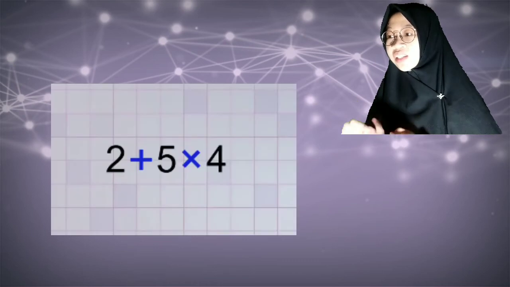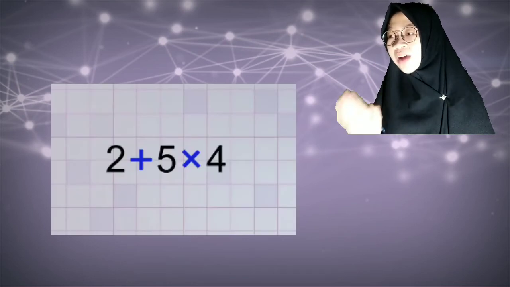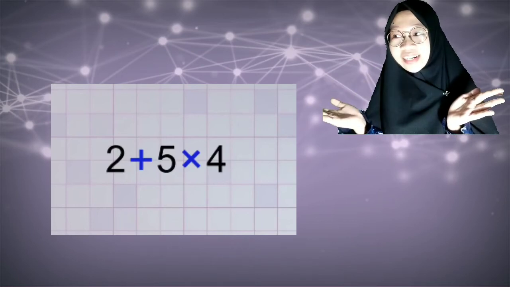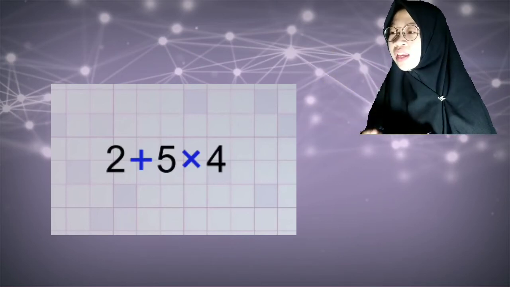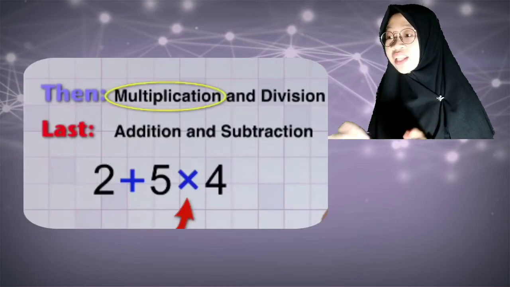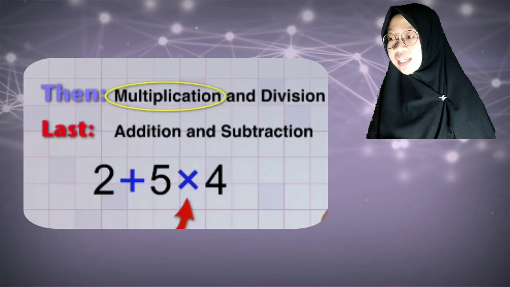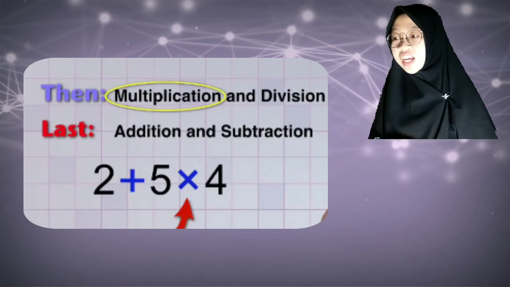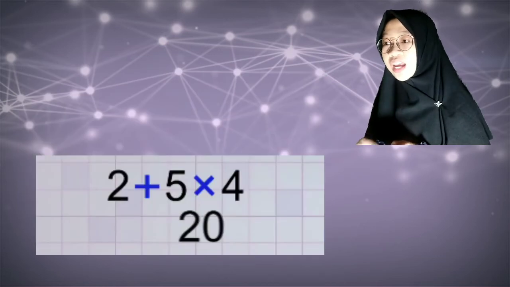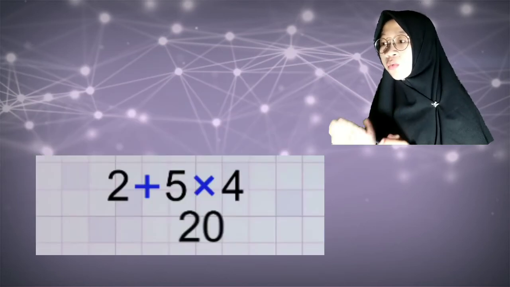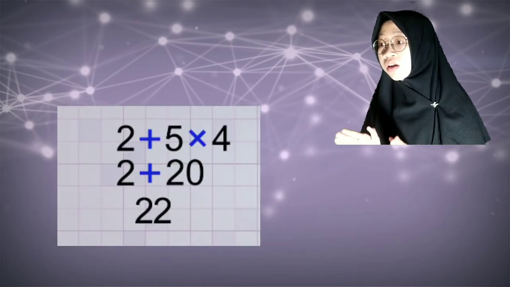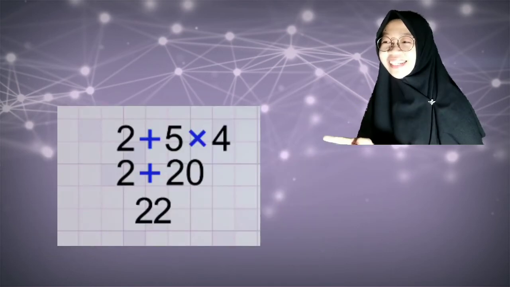First, let's try this one. 2 plus 5 times 4. Aha! Does this look familiar? Yup, it is the one we gave to my two friends earlier. And now that we have our rules, we see that we have to do the multiplication before the addition. 5 times 4 equals 20. And then we add the 2, which gives us 22. So the second guy was right.